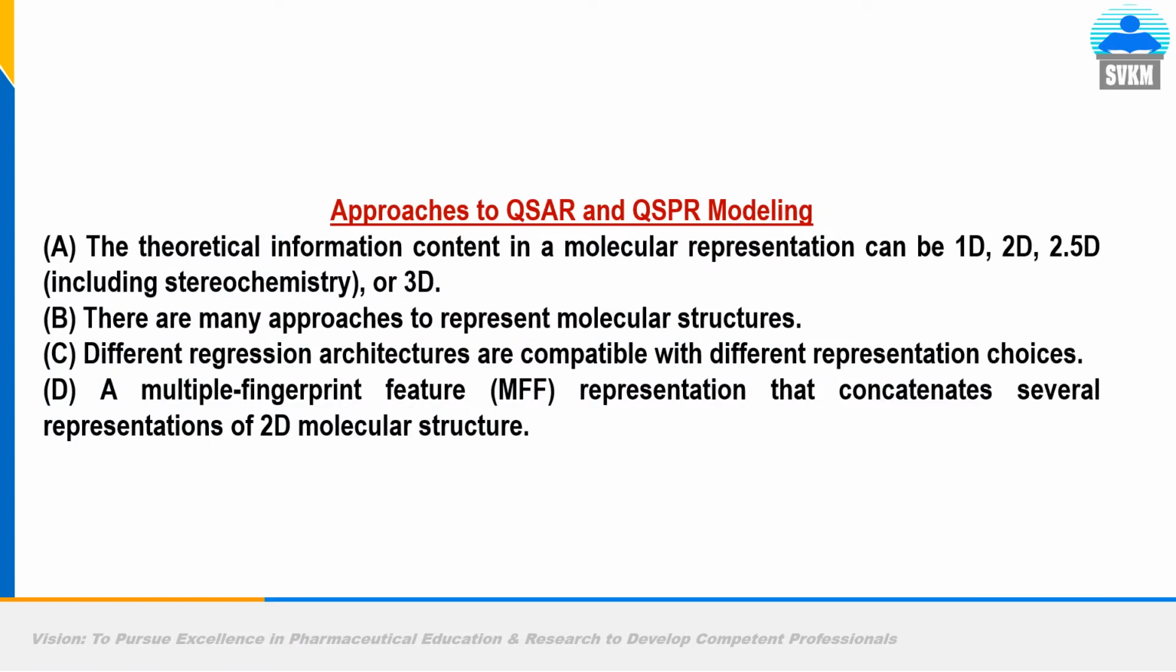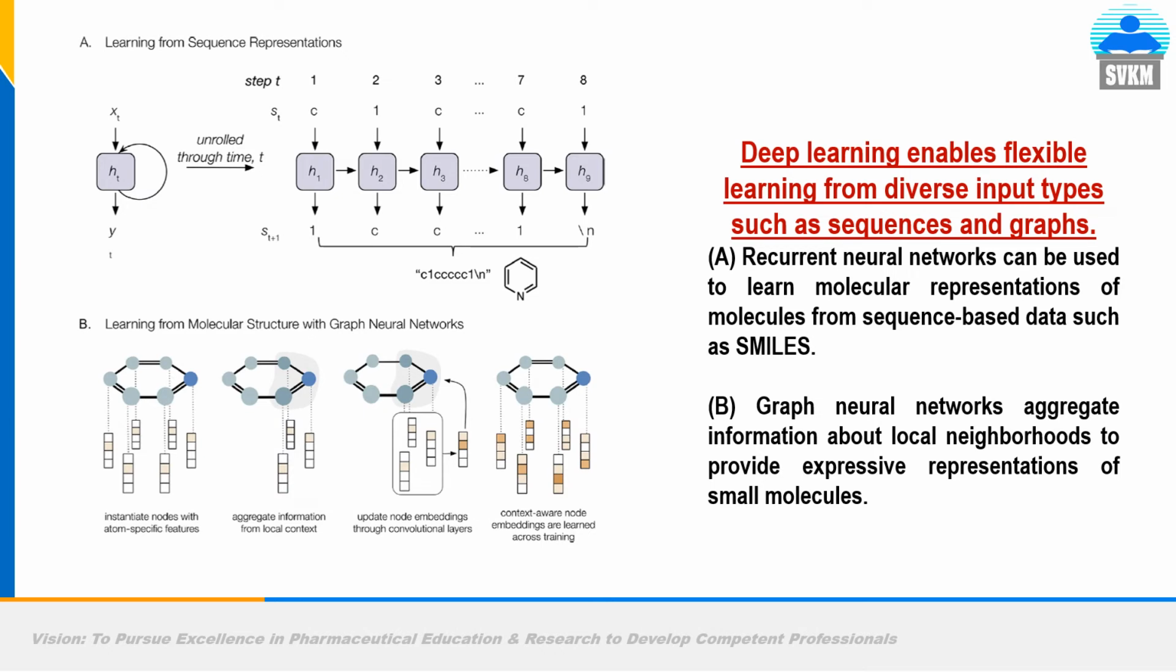Already I have discussed the theoretical information: different types of structures, then conversion, third is regression models, and fourth is multiple fingerprint feature representation, which concatenates several representations of 2D molecular structure. Now, a very beautiful image I have taken from the same paper. You see image A. This one is a recurrent neural network, which can be used for molecular representation from sequence-based data such as SMILES.